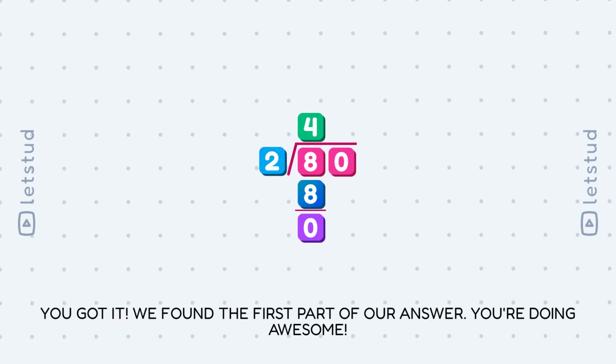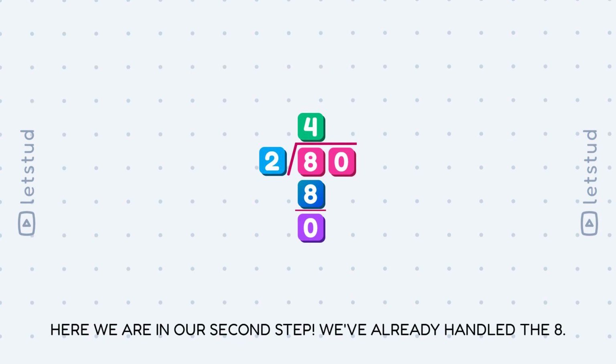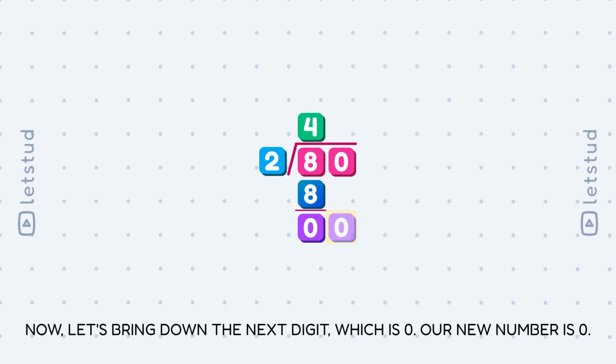You're doing awesome. Now let's see what happens with the next digit. Here we are in our second step. We've already handled the 8. Now let's bring down the next digit, which is 0. Our new number is 0.